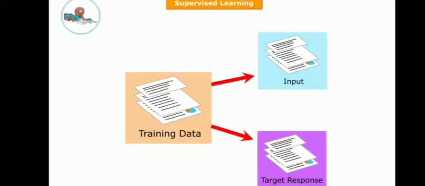Machine learning takes data as input. This data is called training data. In supervised learning, the training data includes inputs and labels or targets. Here, the training data is called labeled data. This can be illustrated with the help of an example.